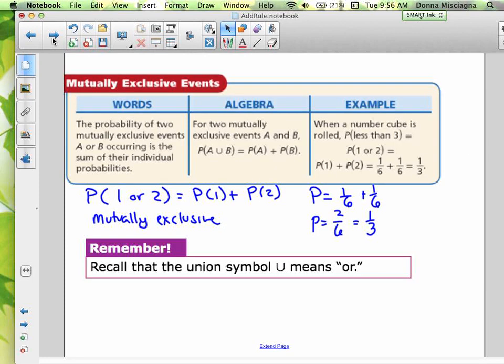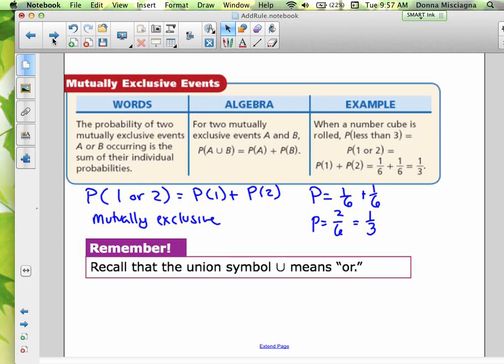All right, so for mutually exclusive events, and this is in your notes, the probability of two mutually exclusive events, A or B, occurring is the sum of their individual probabilities. So for two mutually exclusive events, we just add them together. For instance, when a number cube is rolled and we want the probability of less than 3, we would add the probability of rolling a 1 plus the probability of rolling a 2.